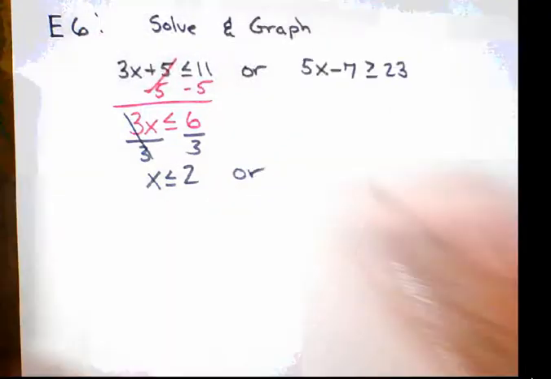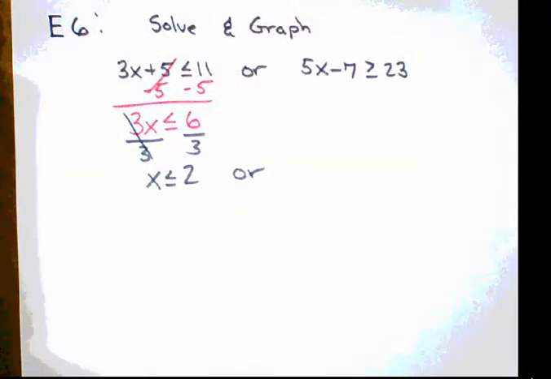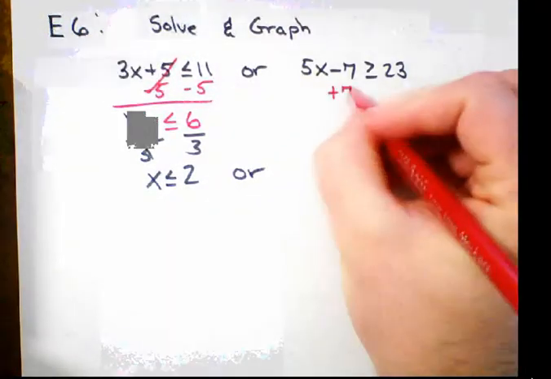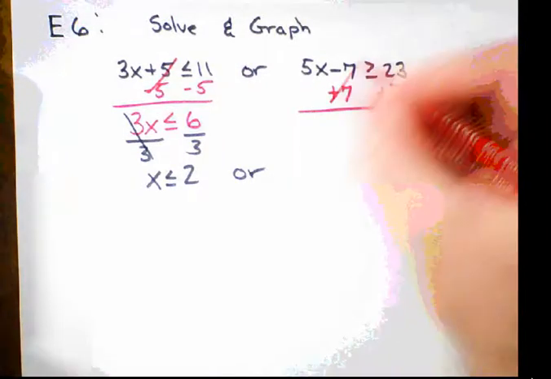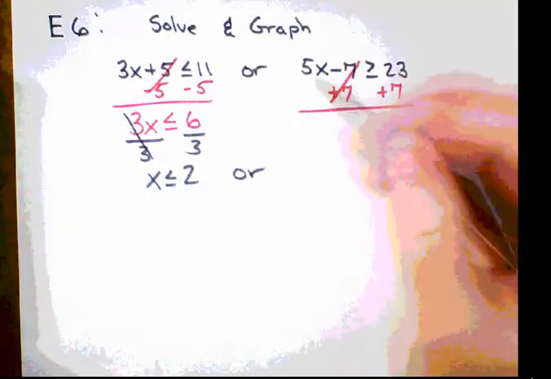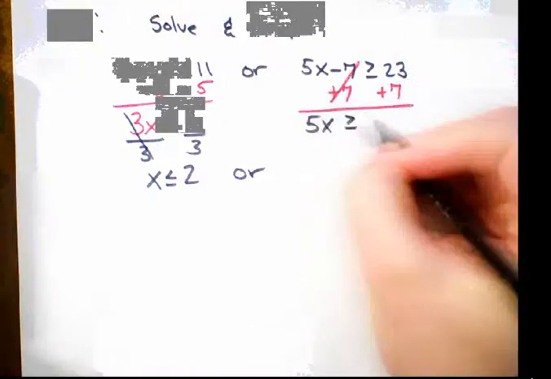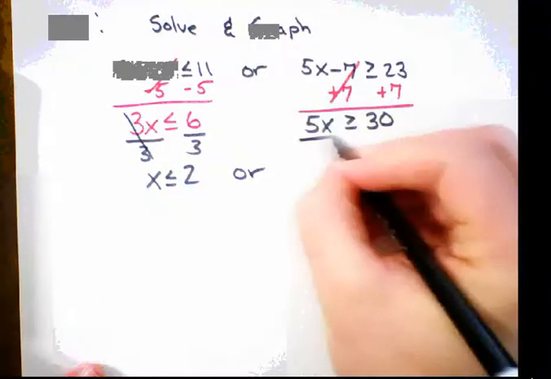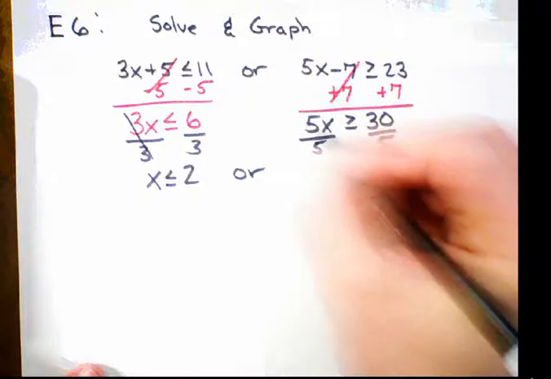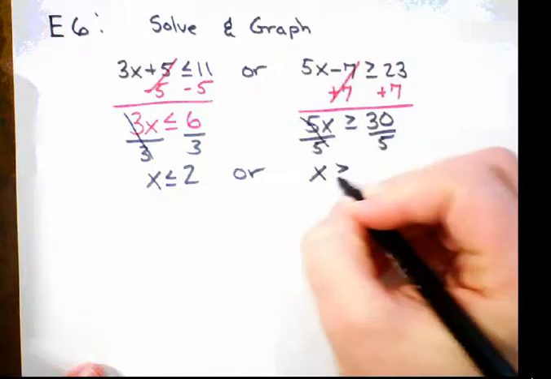Or, let's solve the next one. Add 7 to both sides. And they cancel. So you're going to have 5x greater than or equal to 30. And then the last step, divide both sides by 5. And you get x greater than or equal to 6.